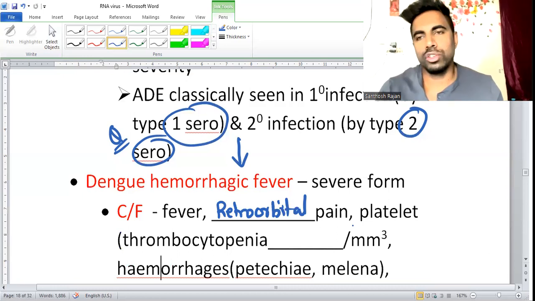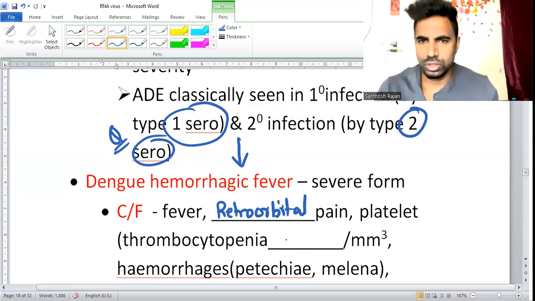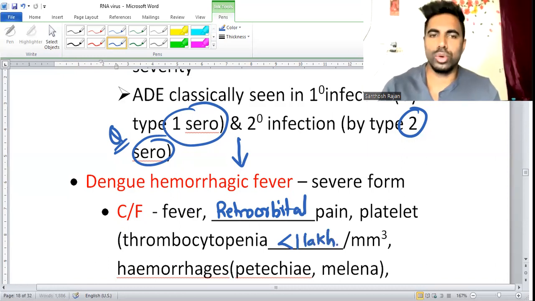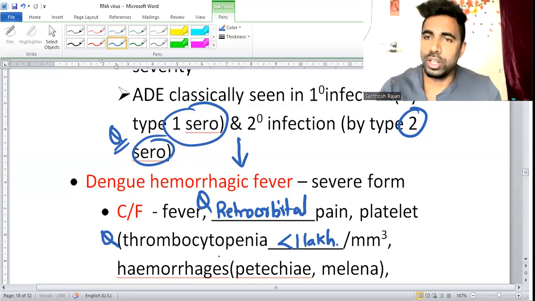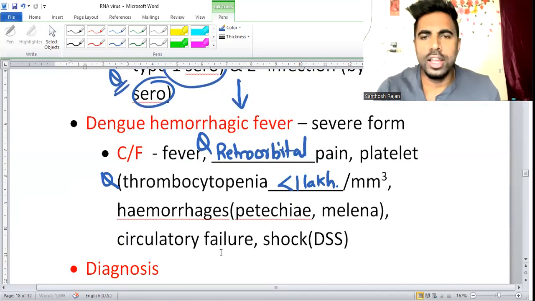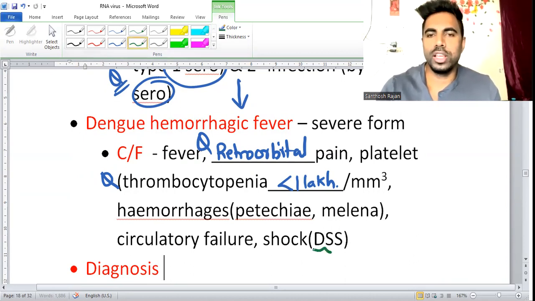And platelets, of course, are the characteristic feature. The platelet count goes down. Normal platelet count is about 2 lakhs, but here it goes less than 1 lakh. That's just a question. Retroorbital pain, thrombocytopenia, and hemorrhages. Because platelets are low, the patient gets hemorrhages: petechiae, melena, all those things. And if blood is lost, the patient will go into circulatory failure and end in shock. DSS is dengue shock syndrome.